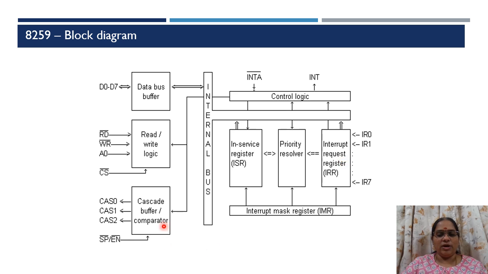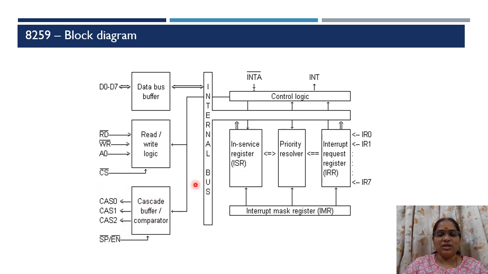Here is a block diagram of the 8259. We have a data bus buffer from D0 to D7, that is, 8-bit data can be transferred. It is bidirectional, so you can either read data or write data. You also have read-write logic, which is activated whether you are doing a read operation or a write operation. This is for your chip select and A0. A0 is used for activating all your logic. CS is your chip select.